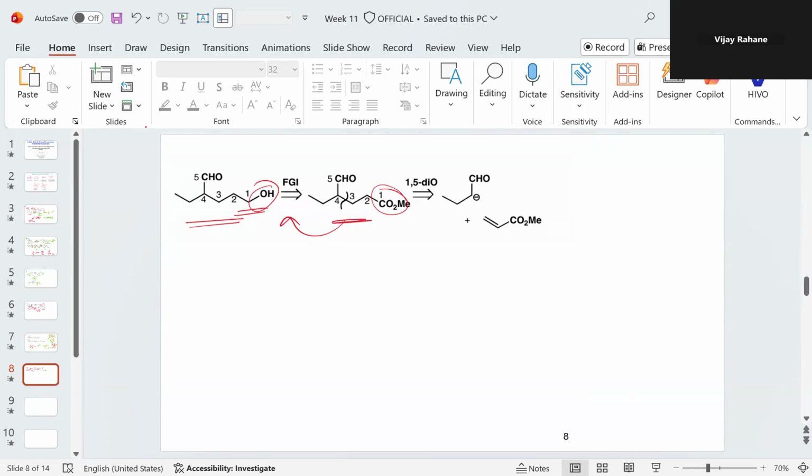Then how to synthesize this intermediate? Basically, we can do disconnection at this position, giving the two starting materials here. If you look at the linear synthesis for this one, then it will be more clear.